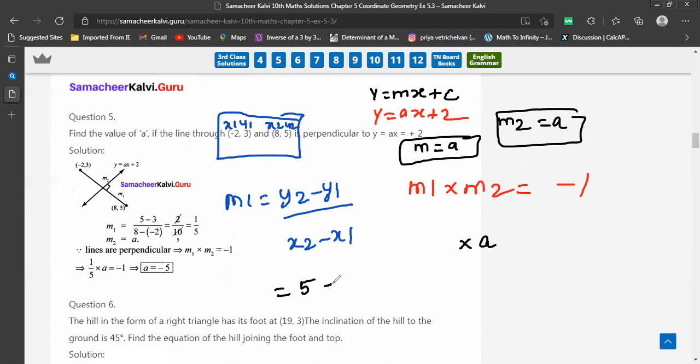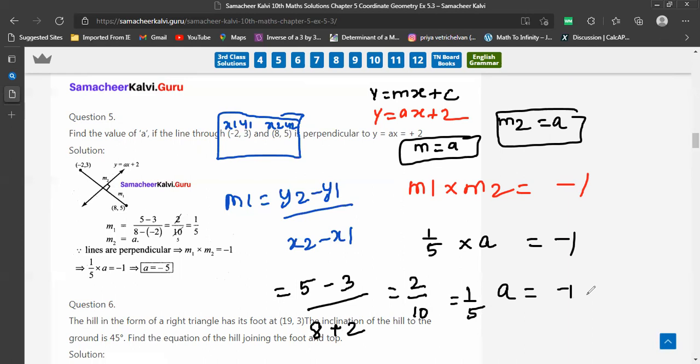y2 is 5, y1 is 3, x2 is 8, and x1 is negative 2. So minus of minus 2 will become plus 2. So it's 2 upon 10, which is 1 by 5. So m1 is going to be 1 by 5 times a equal to minus 1. So a is equal to minus 1 into 5 by 1. So that would be negative 5. Can you follow this? Yeah.